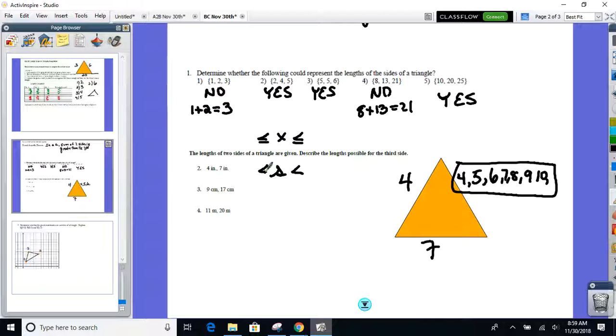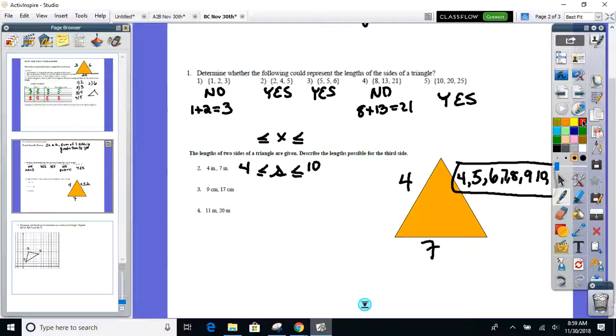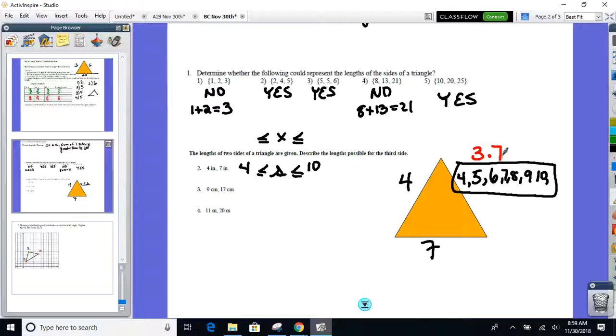And now most of you probably think I'm going to do this. And that's good enough, but it's not. Here's why it's not good enough. Ready? Does 3.7 work as a side length? Well, what's 3.7 plus 4? 7.7. Is that bigger? So that works, but is that in the inequality?